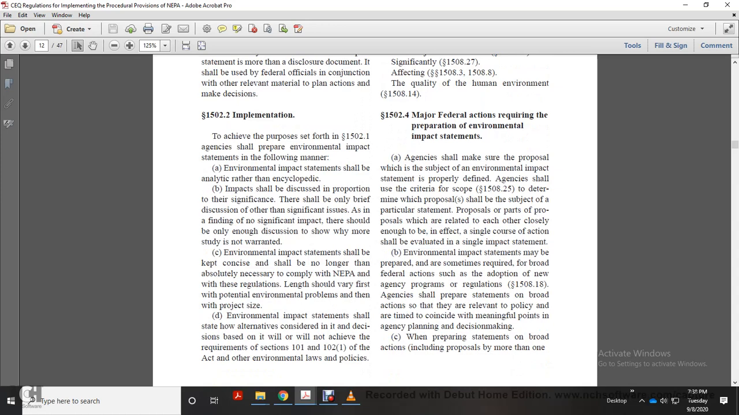1502.4 Major federal action requirement for the preparation of an environmental impact statement. Agencies shall make sure the proposal which is the subject of an environmental impact statement is properly defined. Agencies shall use the criteria for scope (1508.25) to determine which proposal shall be the subject of a particular statement. Proposals or parts of proposals which are related to each other closely enough to be, in effect, a single course of action shall be evaluated in a single impact statement.